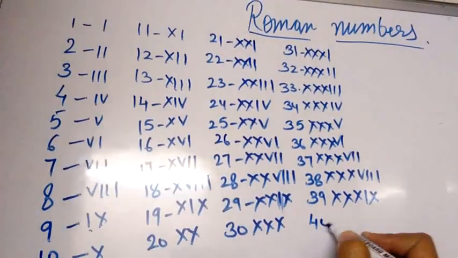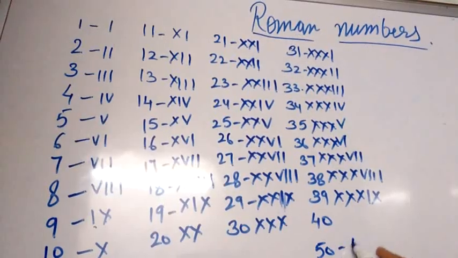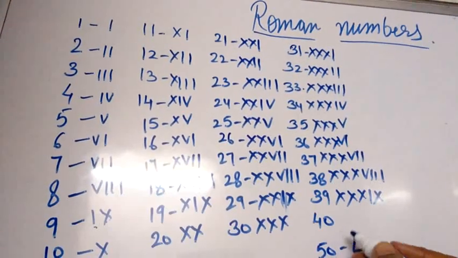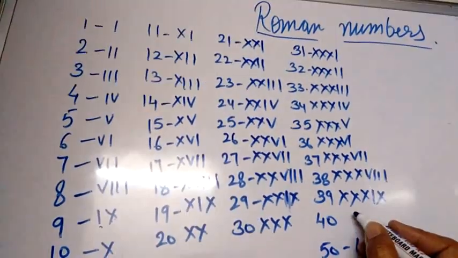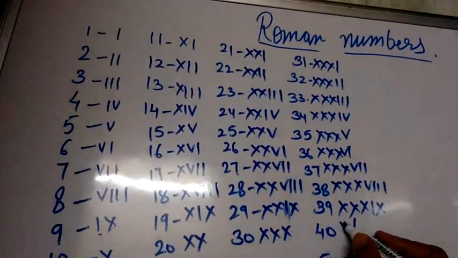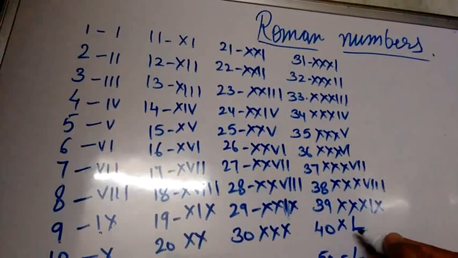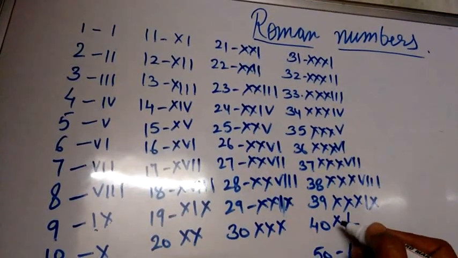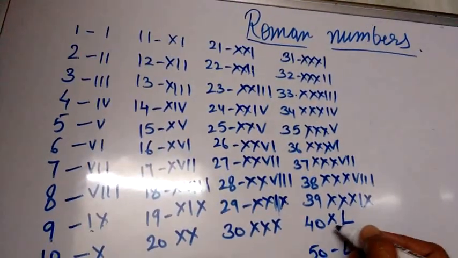Now we have to write 40. For 50 we write L. So 40 is 10 less than 50. So write L, and for 10 less we write X at the left hand side. So XL. We cannot repeat X 4 times, it could be repeated only 3 times. Therefore for 40 we write XL.